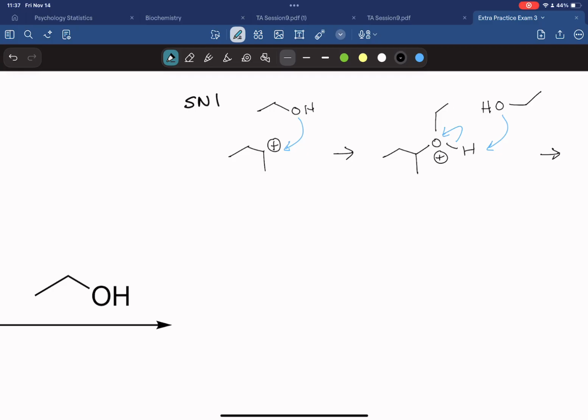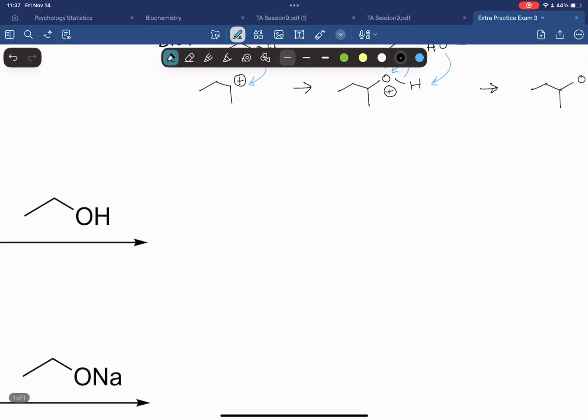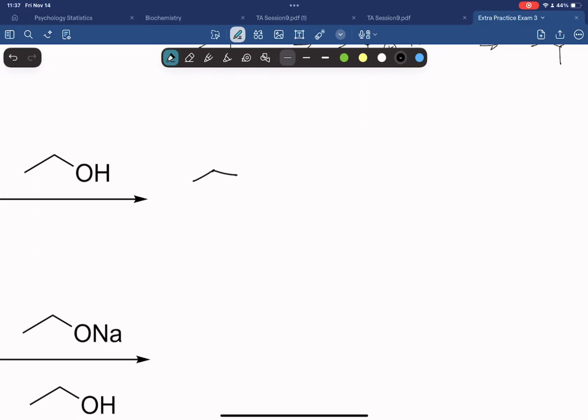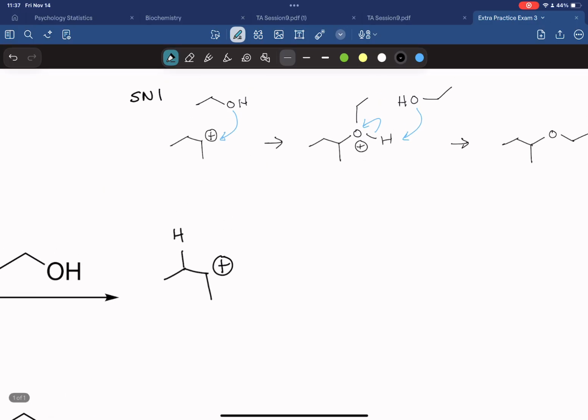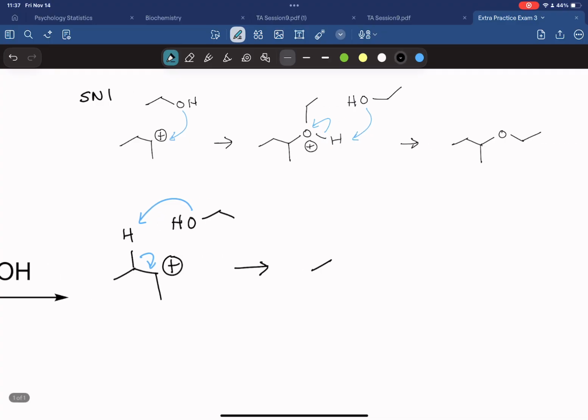And now we start off from the same spot. We're going to form that carbocation. But now we have these beta hydrogens. So here's one beta hydrogen that we could start off from. Our ethanol is going to come in and deprotonate that beta hydrogen to form an alkene. In this case, this is going to be a secondary alkene, we have 2 groups attached to that alkene. However, this is not the only beta hydrogen we have. We have another beta hydrogen.